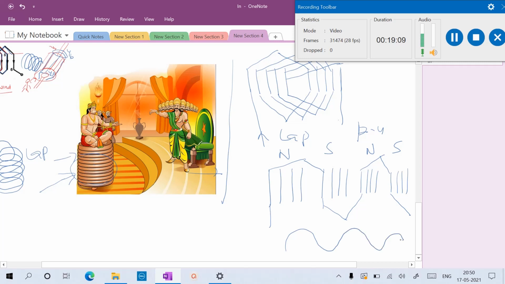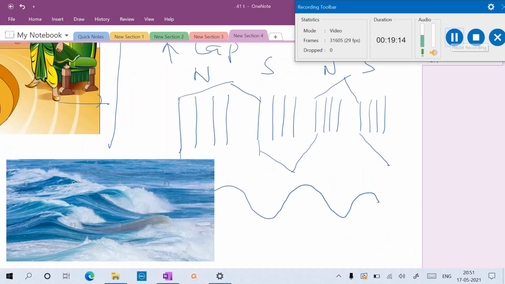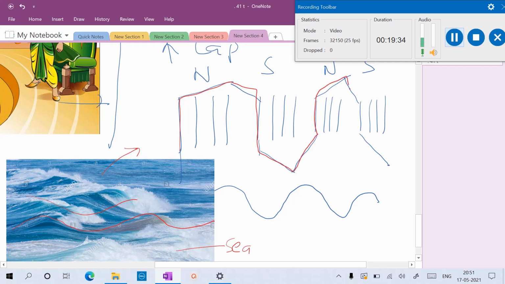Have you observed ocean waves in the sea? You can see how the waves go and come. Similarly, our winding also keeps progressing on one side, then comes again to the other side, and it goes on like this. So that is the wave winding.